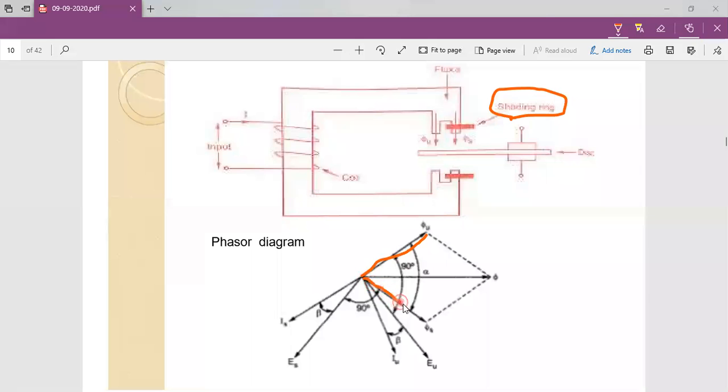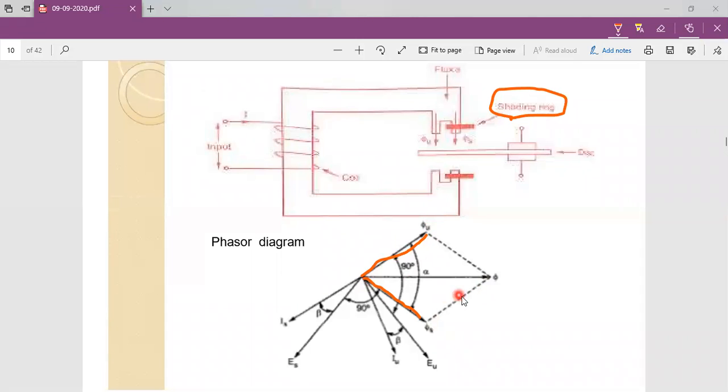Here pi s and pi u are not in the same phase, because of Lenz law. Based on the Lenz law statement, we can say that pi s is not in phase with pi u, and also the magnitudes of pi s and pi u are different. Let's assume alpha is the phase difference between pi u and pi s. This one is the resultant flux of pi u and pi s, which is pi.